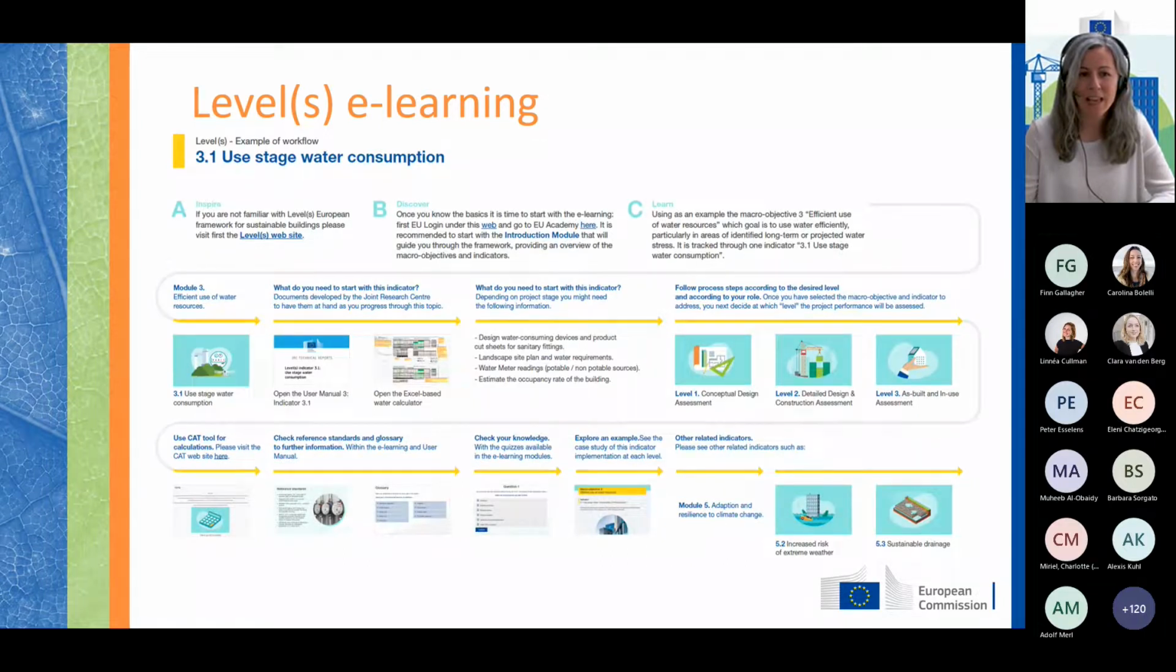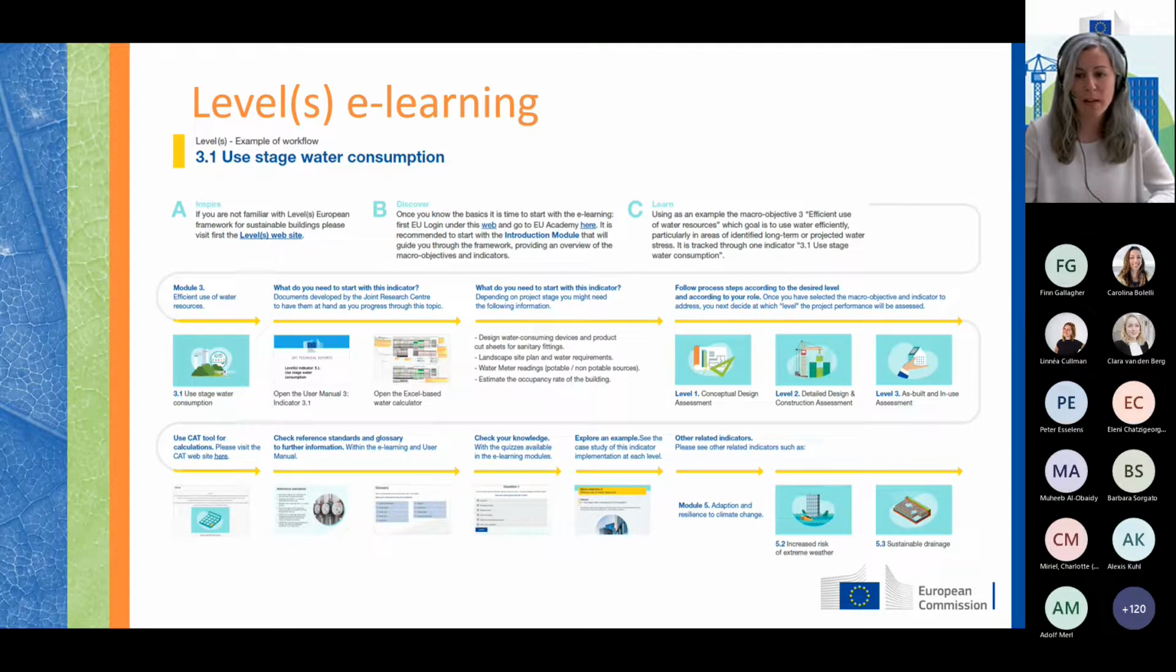Well, during this session, I'm going to show you live a journey through the e-learning, as Josefina has already inspired us, showing the different basics of Levels through the web page. This is the first step for the learning path that we recommend. If you are not familiar with Levels, first go to the Levels website and see all the content that is there, the introduction and all the basics.